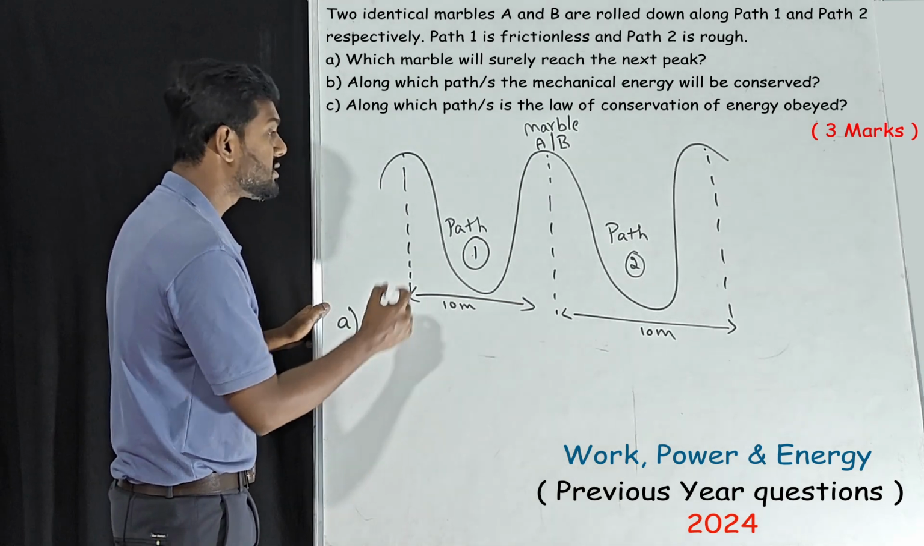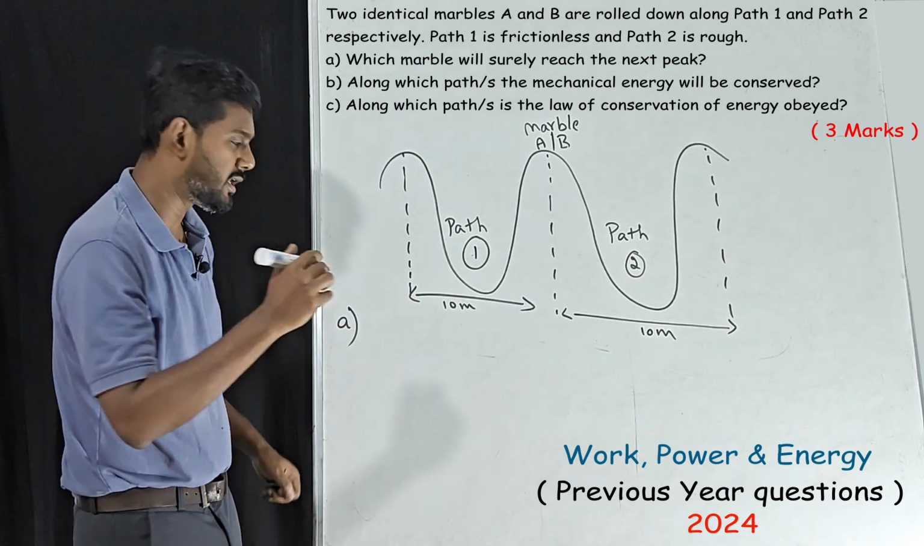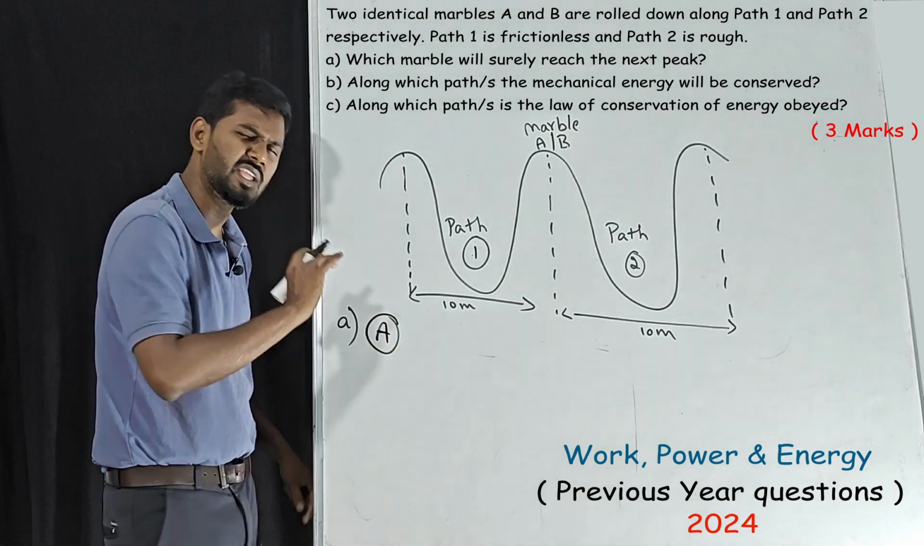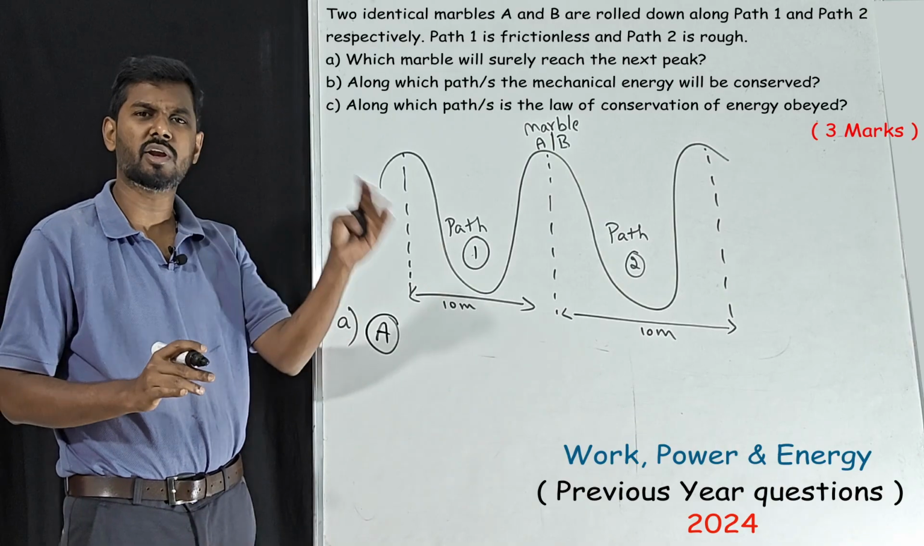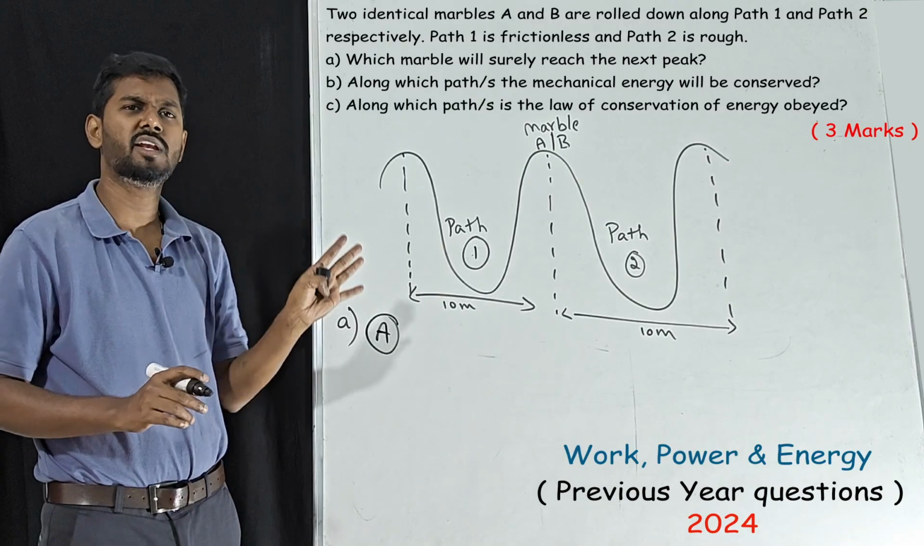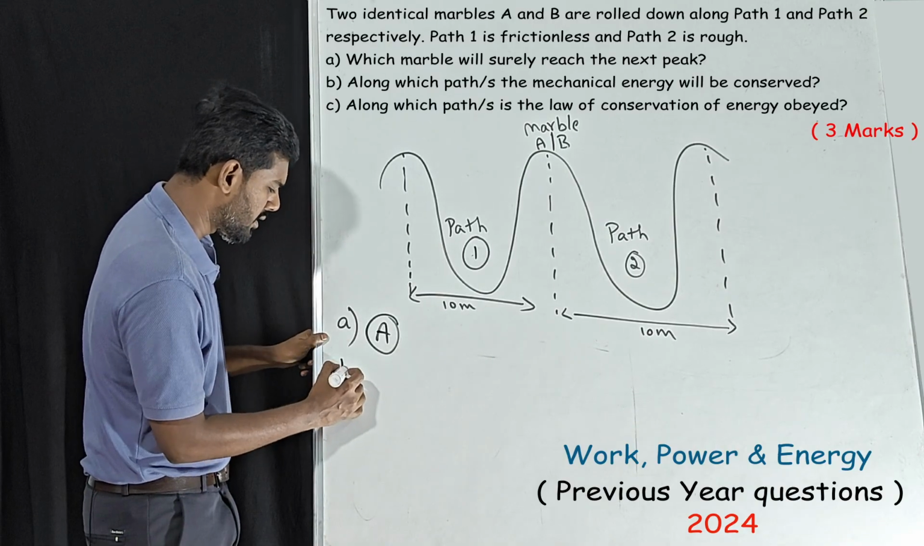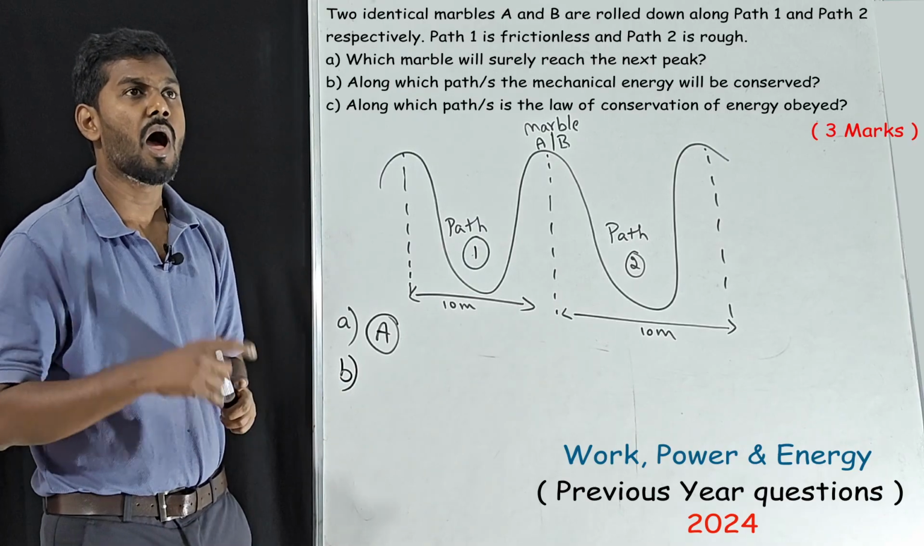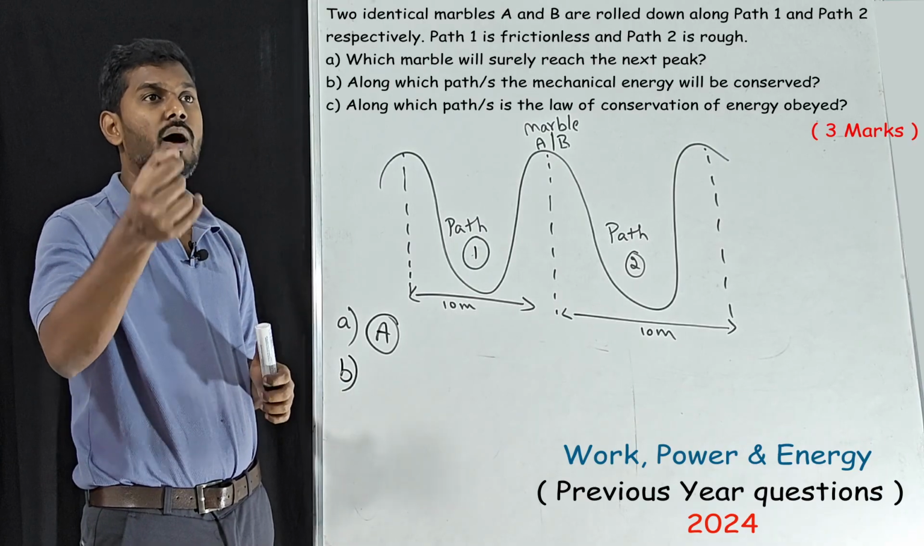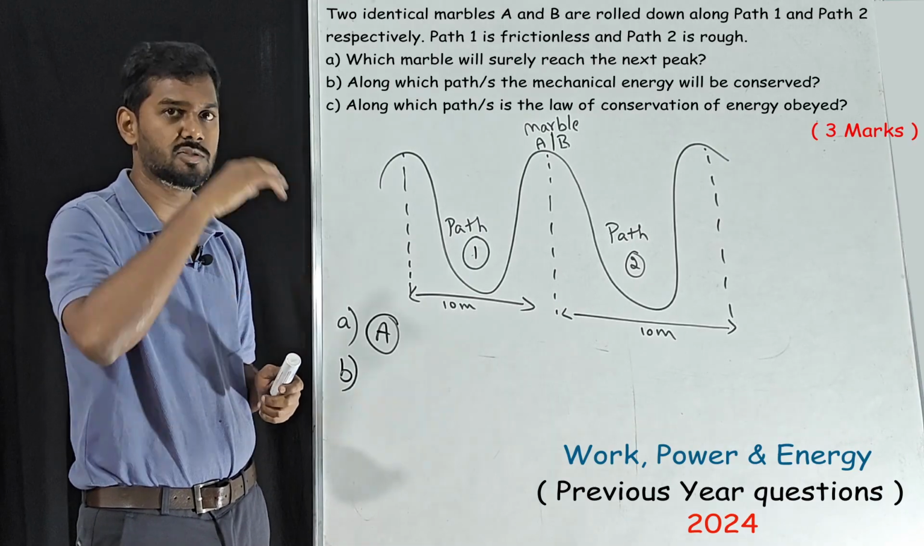So you can write which marble, right? Marble A. Just write A. That's it. You will get full marks. You don't have to write marble A also. Just write A. That is done. Then we'll go for the second question. Along with path or paths, the mechanical energy will be conserved.